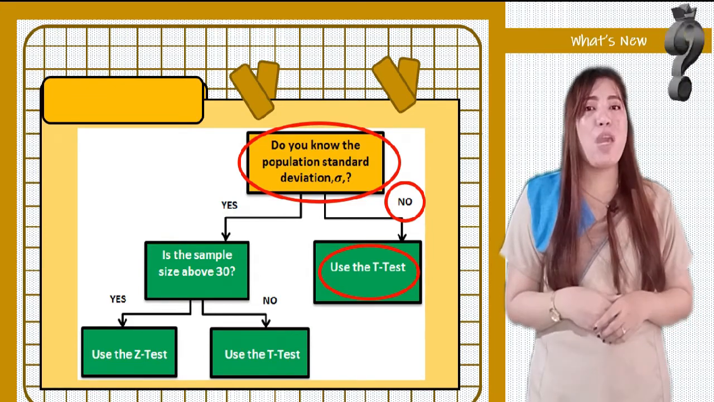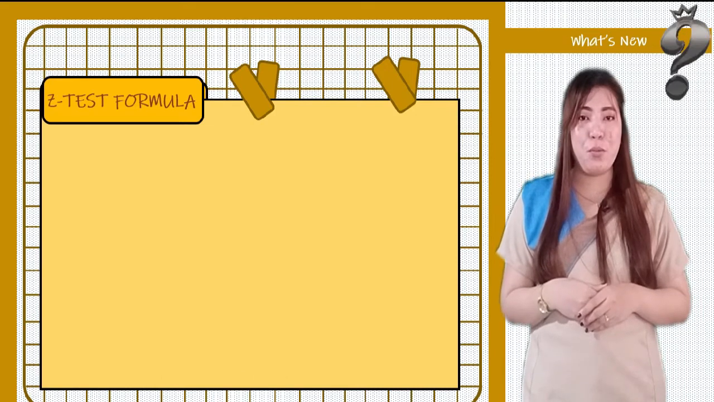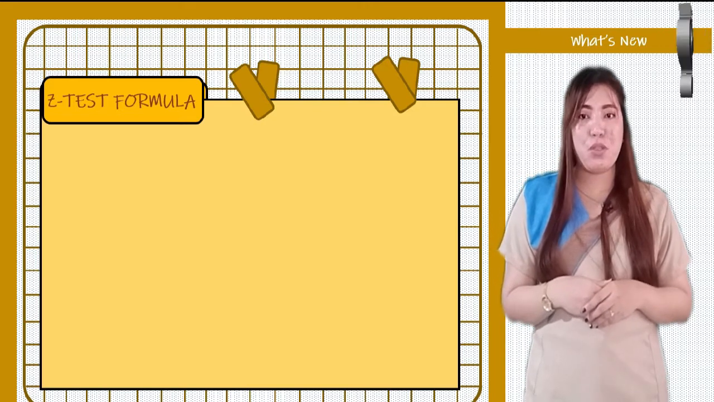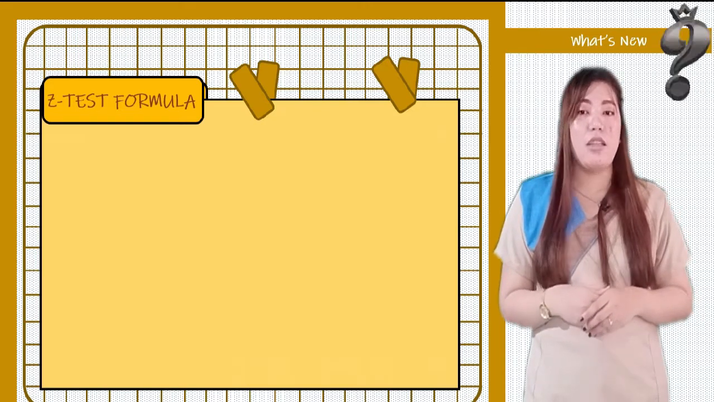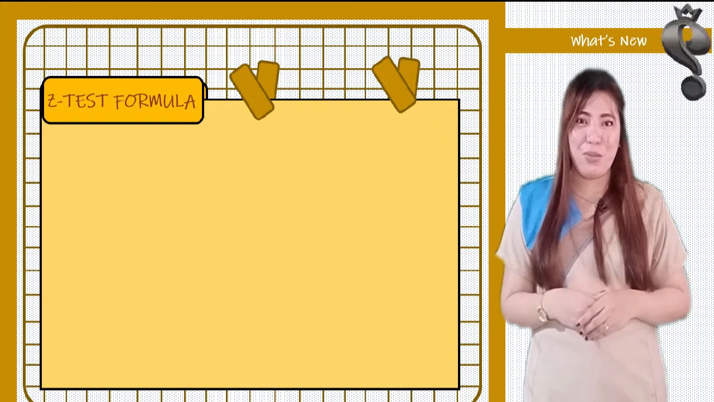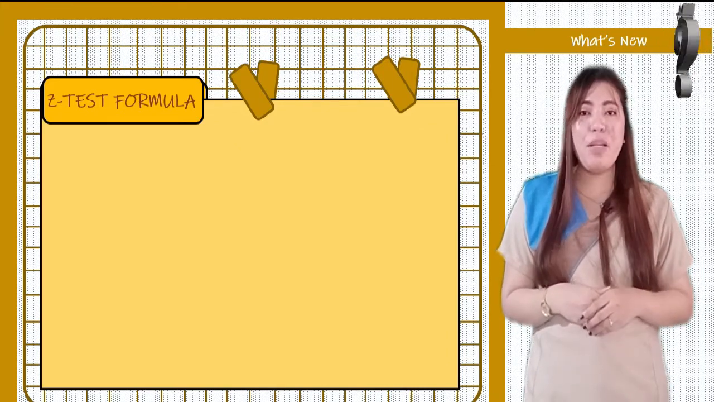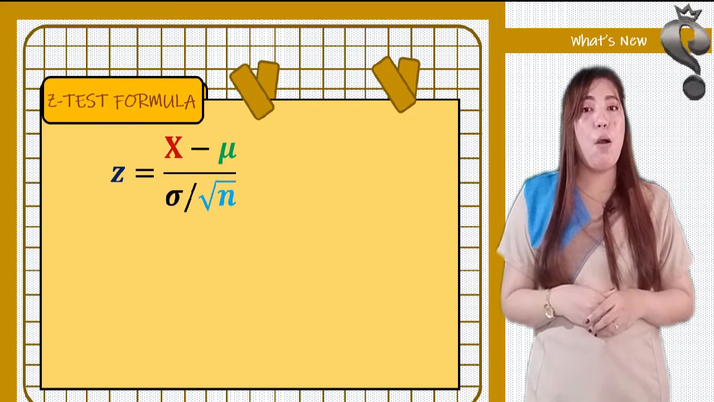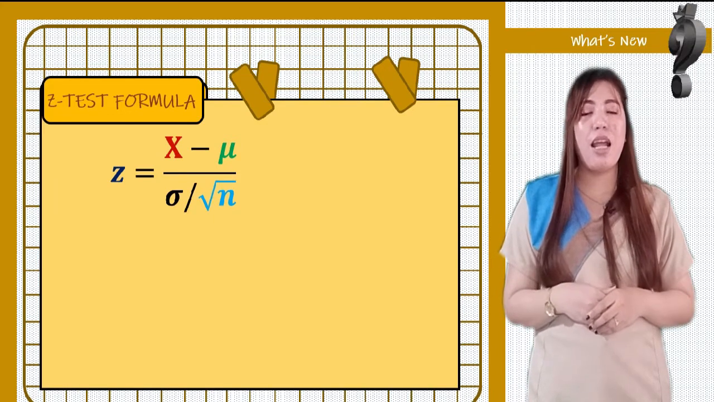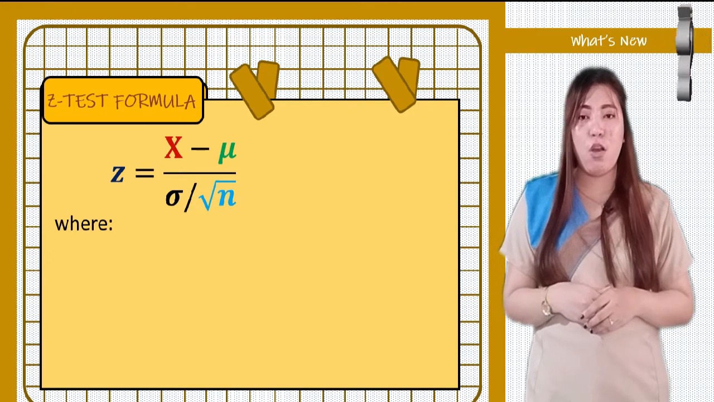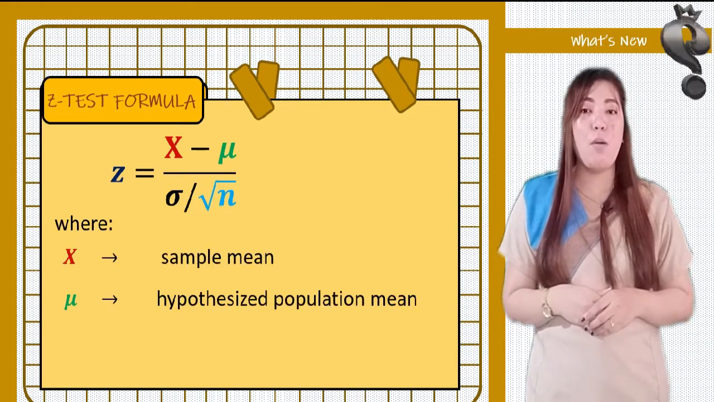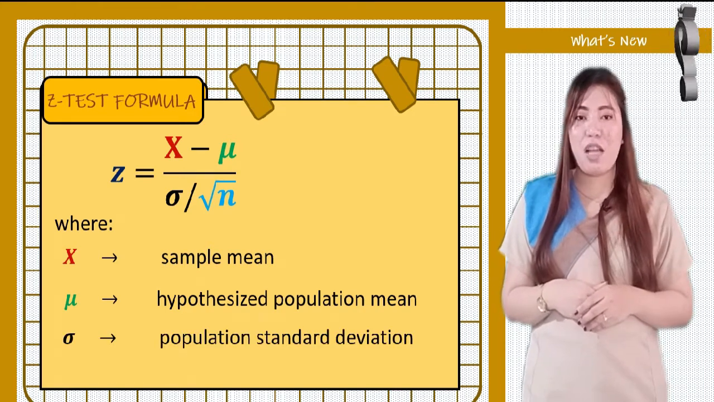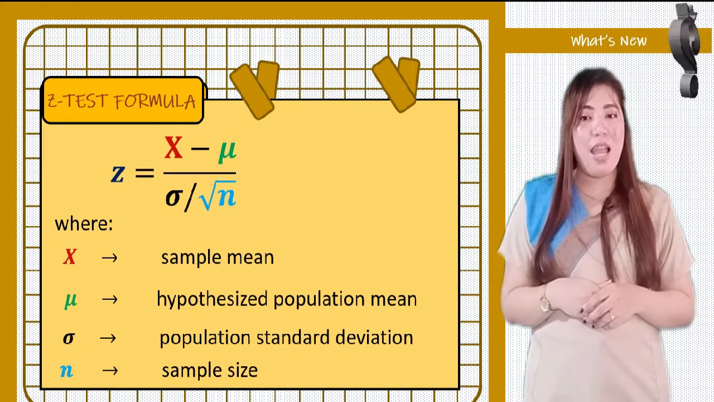In this lesson, we introduce the formula and the procedures for computing an appropriate test statistic, which will be used to arrive at a correct decision that may eventually lead to sound conclusions. The formula for the z-test statistic is given by z is equal to x minus mu all over sigma divided by square root of n, where x is the sample mean, mu is the hypothesized population mean, sigma is the population standard deviation, and small letter n is the sample size.